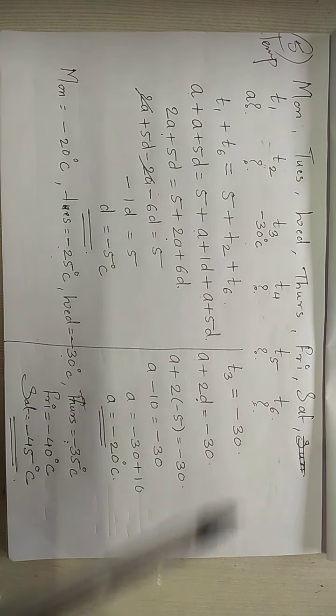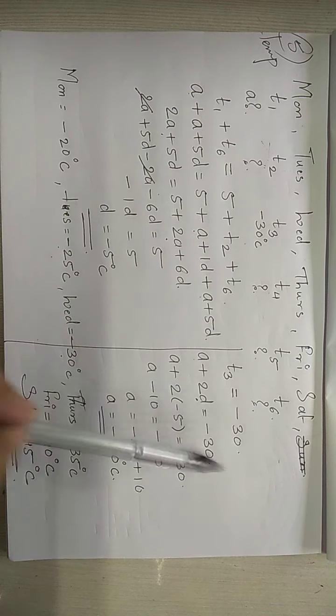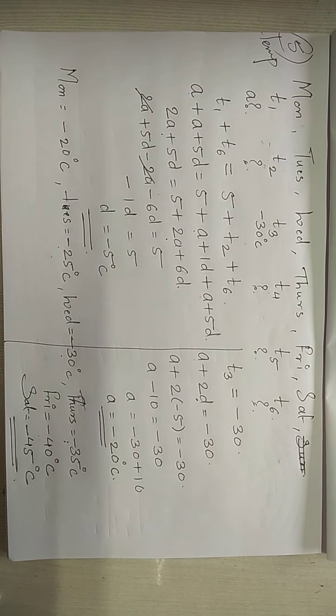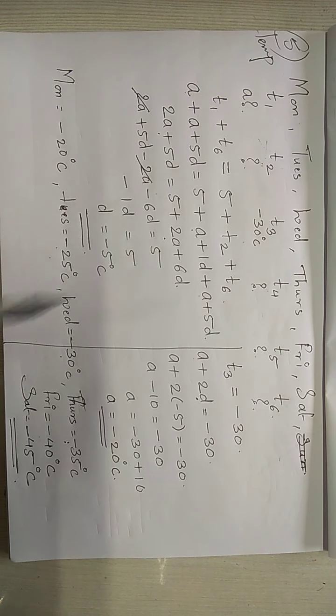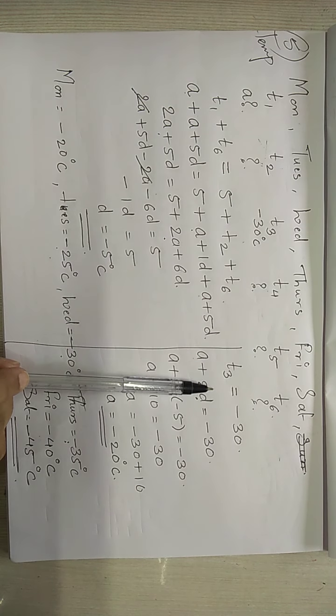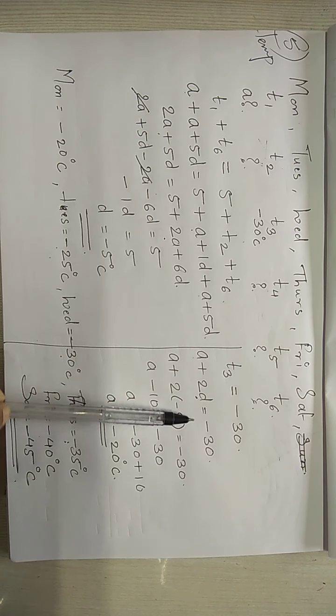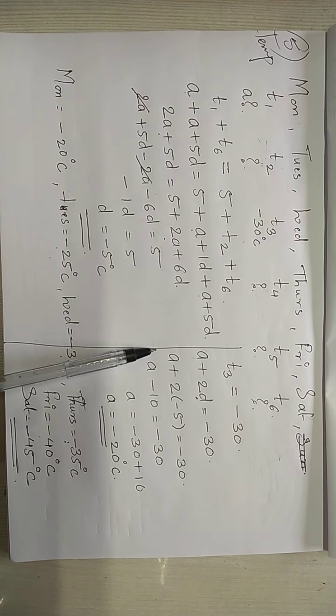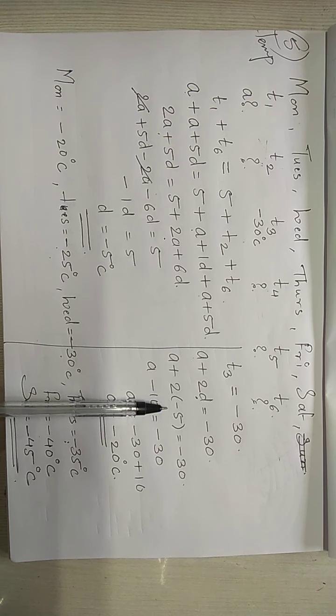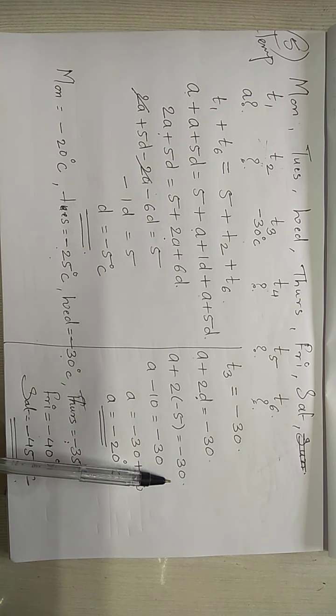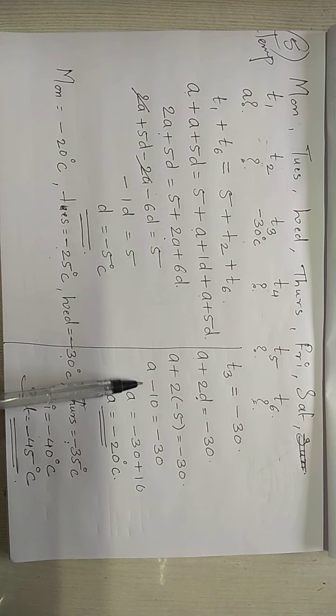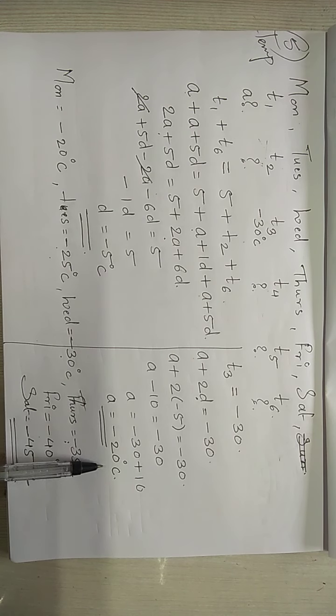Now next, it is given that Wednesday's temperature is minus 30 degrees Celsius, and Wednesday is the third term, T3. So the formula for T3 is A plus 2D equal to minus 30. So it will be A plus 2 into, we know the value of D, that is minus 5, equal to minus 30. So it will be A minus 10 equal to minus 30. A will be minus 30, minus 10 goes on the other side, becomes plus 10. So A will be minus 20 degrees Celsius.